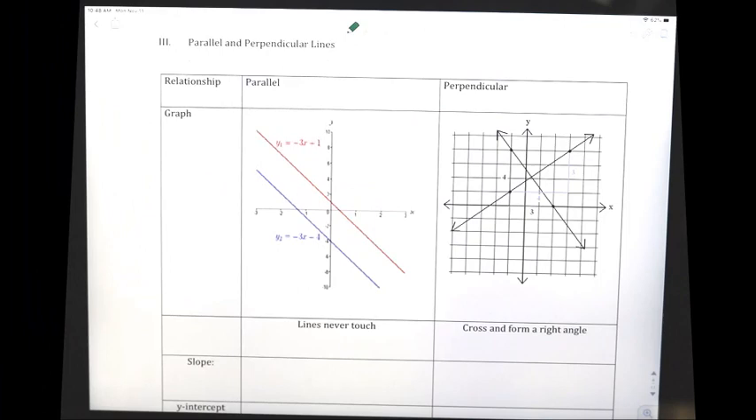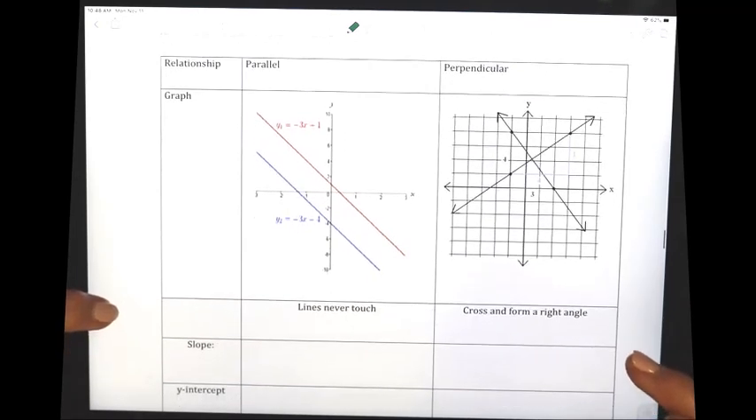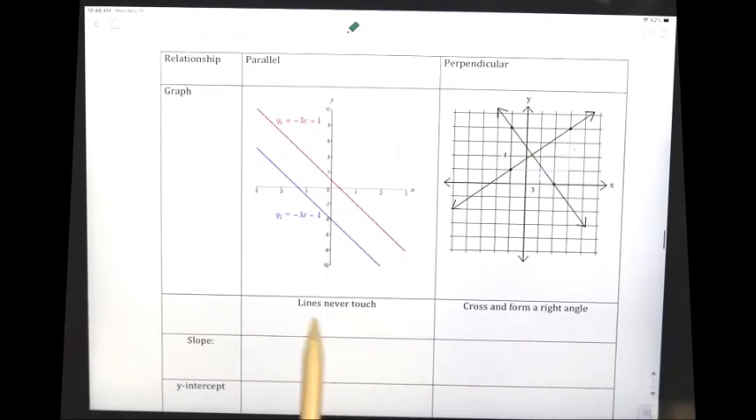Hello, this is Susan Poss at Spartanburg Community College, and I wanted to talk with you about parallel and perpendicular lines. And I have a chart here that shows you an example of parallel lines here.